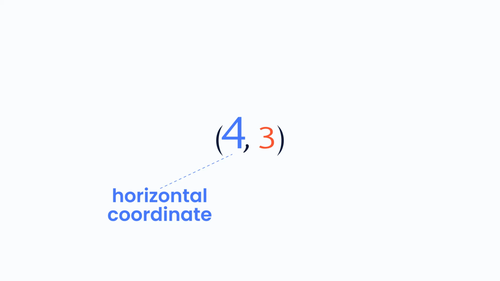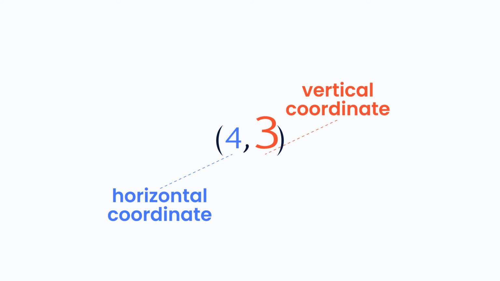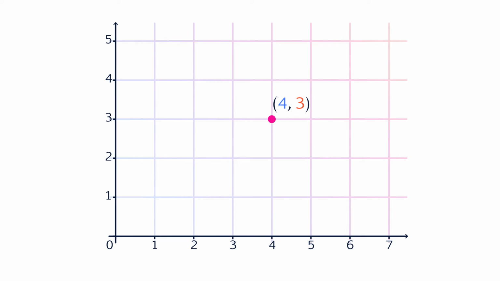(4, 3). The first coordinate is called the horizontal coordinate, and it tells you where the point is horizontally. The second coordinate is called the vertical coordinate, and it tells you where the point is vertically. This is where the point with coordinates (4, 3) is placed in the coordinate plane.